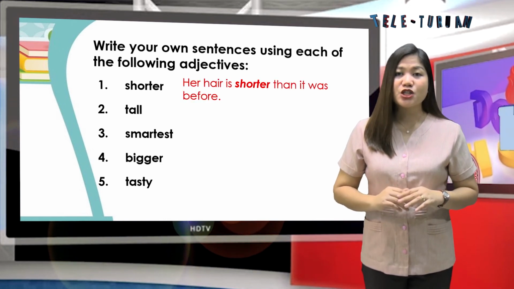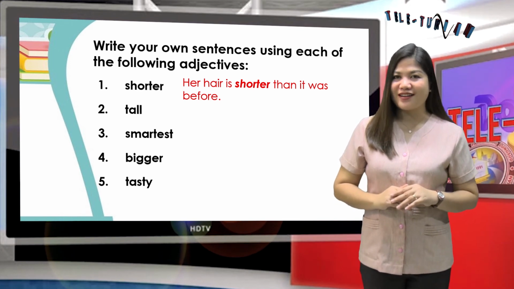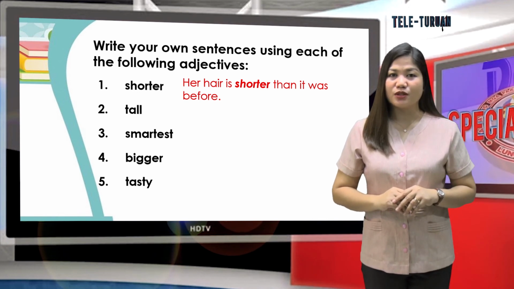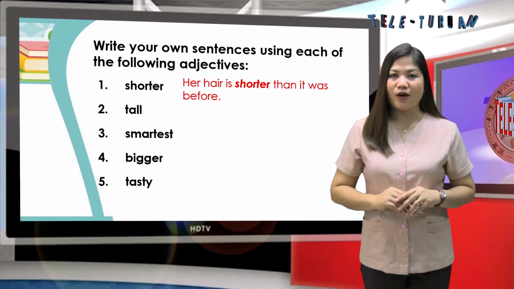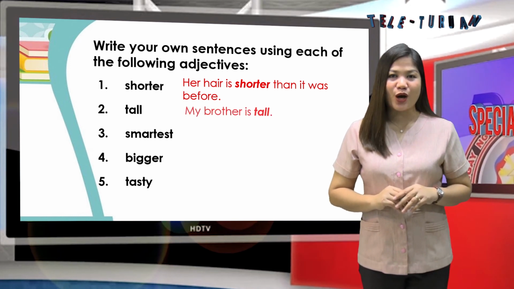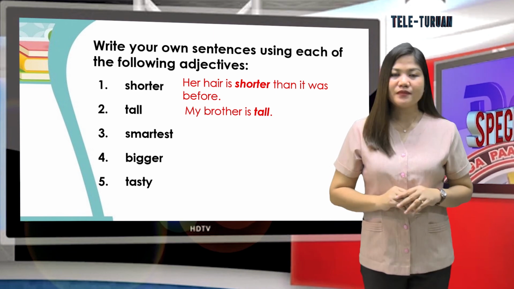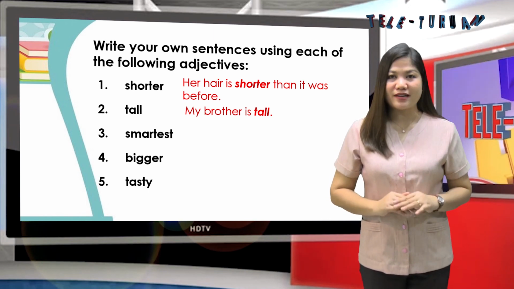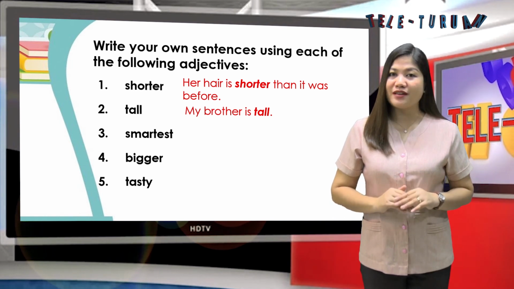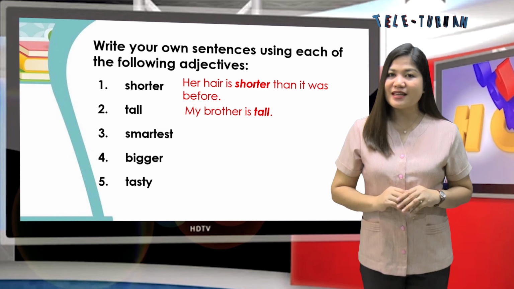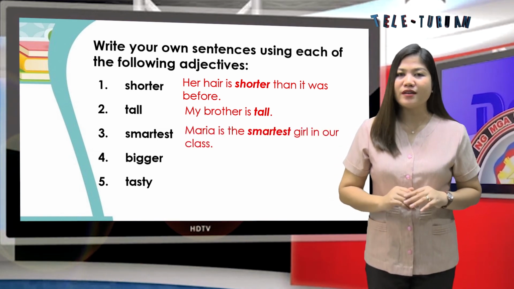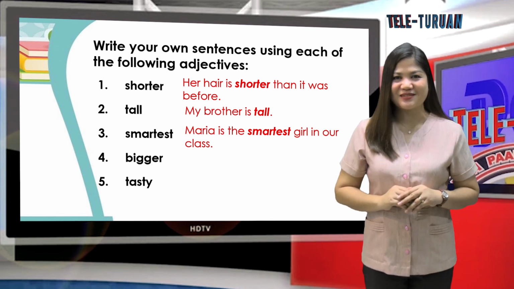Her hair is shorter than it was before. Number 2 is tall. The adjective tall is in the positive form. Your sentence may look like this. My brother is tall. Number 3 is smartest. The adjective smartest is in the superlative form. Your sentence may look like this. Maria is the smartest girl in our class.